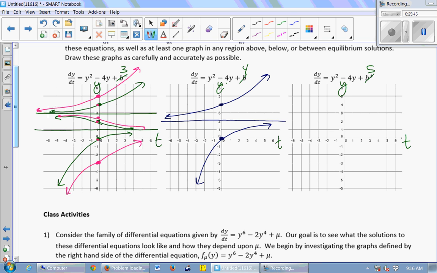And then for mu equals 5, there are no equilibrium solutions, right? So there's only one region. So I'm only going to draw one. Maybe I'll pick (0, 0) as my initial point. The only piece of information on the phase line at mu equals 5 is an arrow pointing up, which means that the function has to be always increasing. So qualitatively, it does something like that.